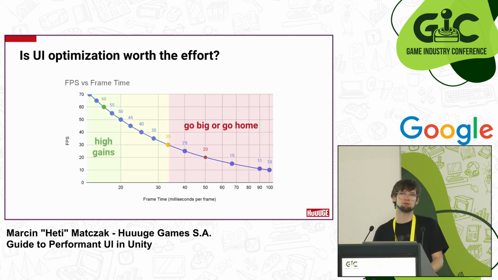And it is up to you where exactly you want to draw those lines. But basically, if the performance of the game is poor, it's go big or go home. Only the most powerful optimization will work there. And at this point, it's basically fixing your project to run smoothly. And when you have this 30 FPS, it's very easy to boost it and have high gains.